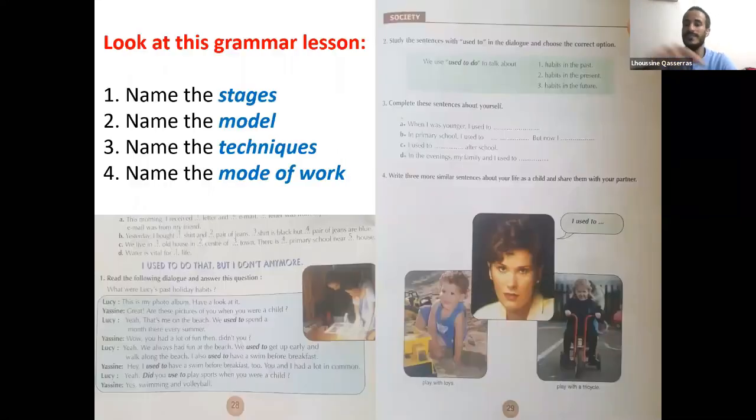Now, let's go back to this lesson. Look at this grammar lesson. It's practice again. Name the stages. You give me the name. Building interest, free practice, highlight the form, etc. And then name the model. Which model? Name the techniques. Name the mode of work. What do you mean by mode of work? Can you please write here? For novice teachers, they may not have an idea about it. Mode of work. What is this mode of work?